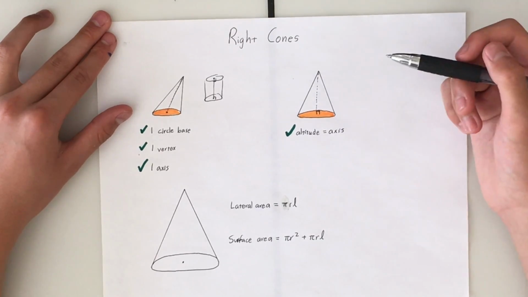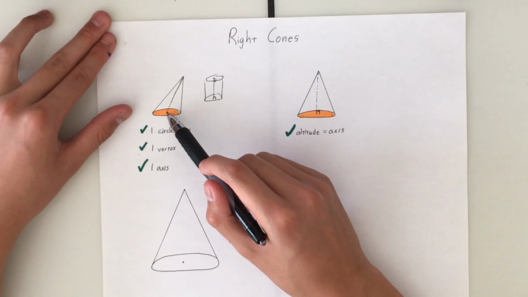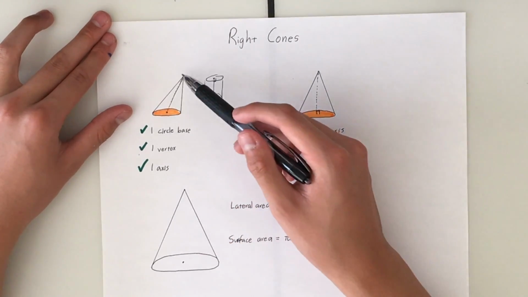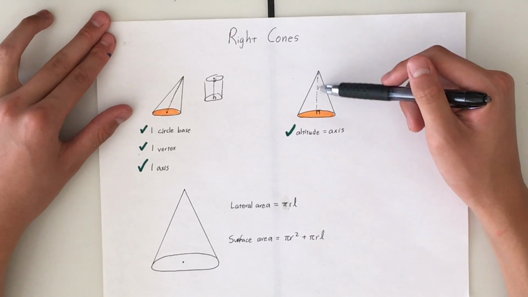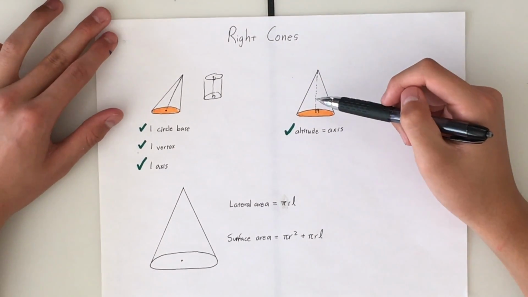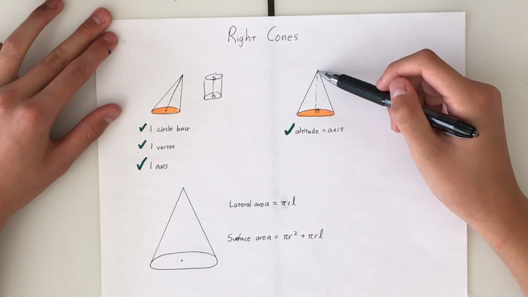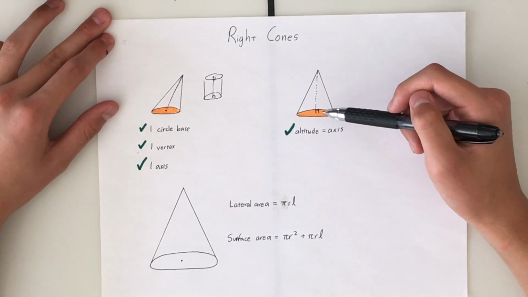And in order for a cone to be right, the axis, which contains the center of the circle as well as the vertex, has to be the same segment as the altitude. So in order for a cone to be right, it has to have a segment that connects the vertex and the center of the circle and is also perpendicular to the circle.